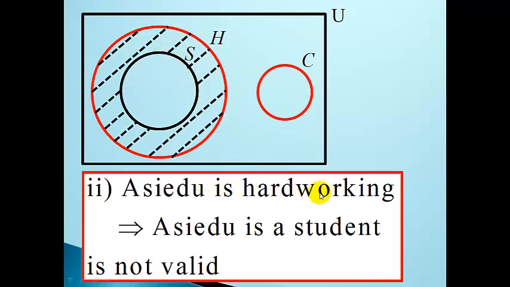So Asiedu is hardworking implies Asiedu is a student. It's not valid because he can be hardworking but refuse to be within S. He can be in the shaded region. And so Asiedu is hardworking implies Asiedu is a student. It's not valid.